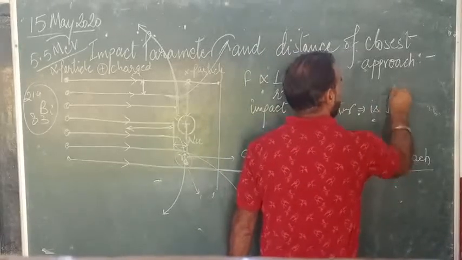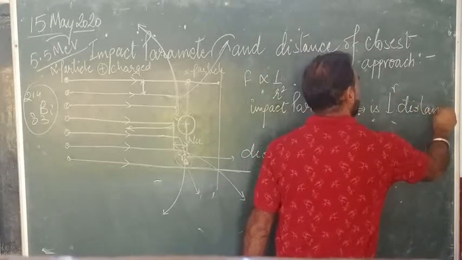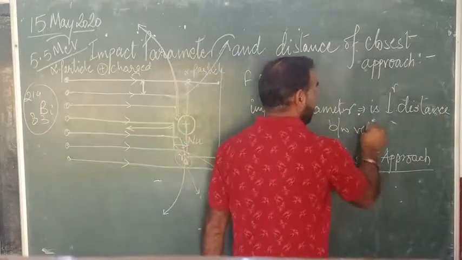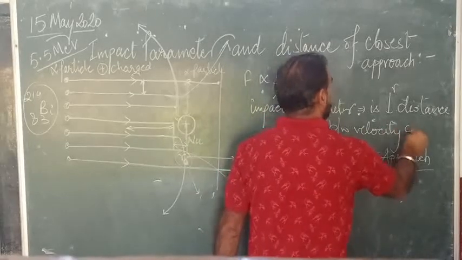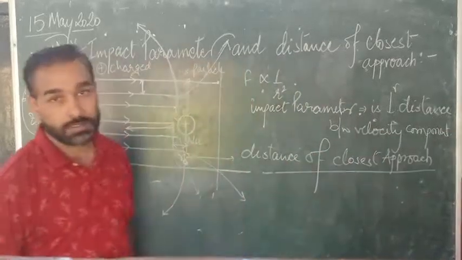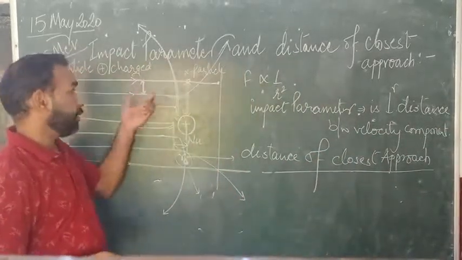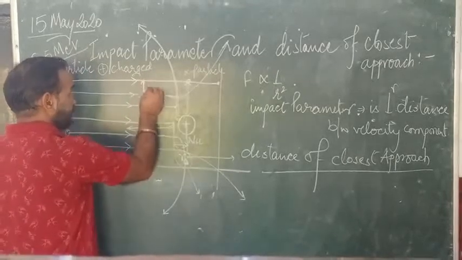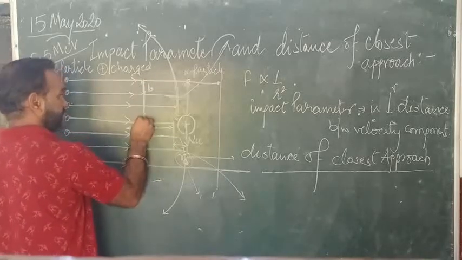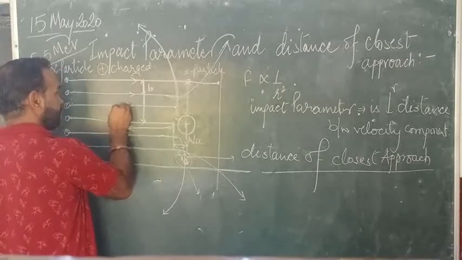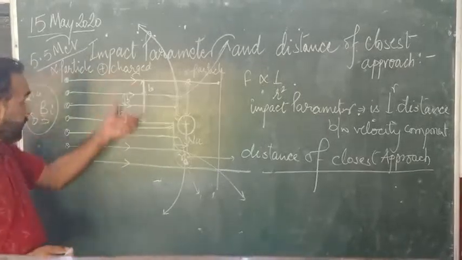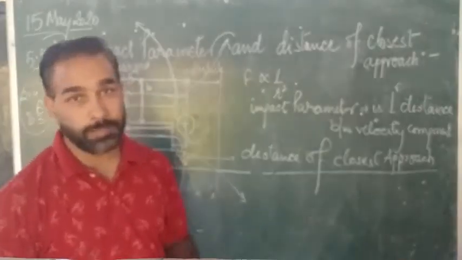Is the perpendicular distance between the velocity component, the velocity with which the alpha particle is moving, and the nucleus. So that is called the impact parameter. Now this distance is B. This is B for this. Okay, so now you can see there can be different observations which you can make from this.